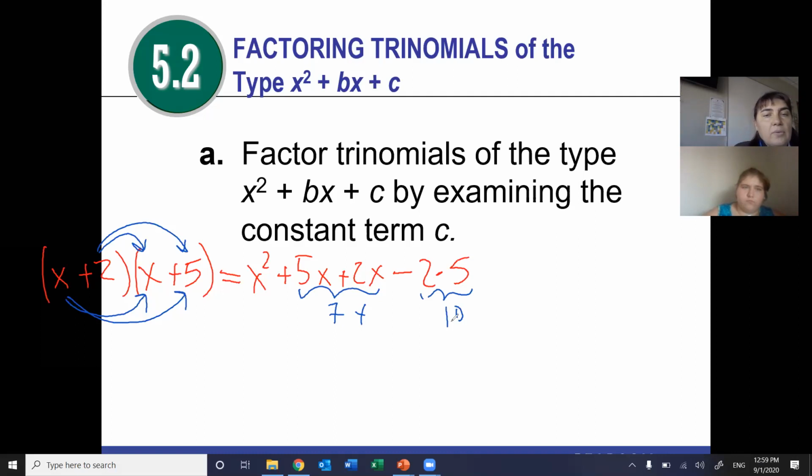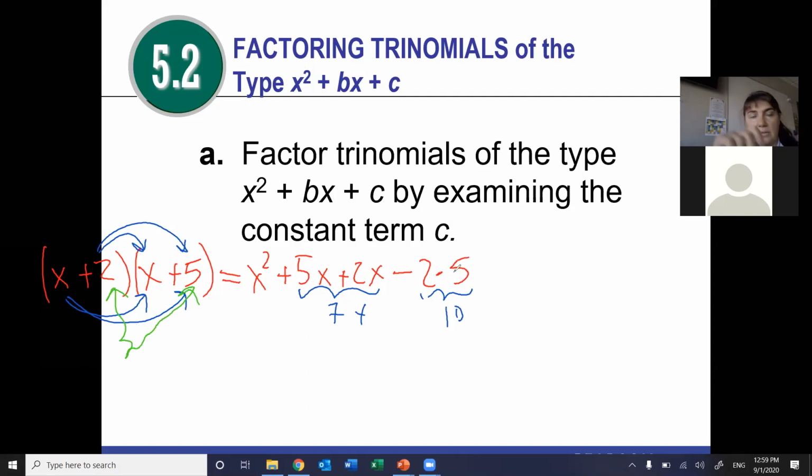Notice that the middle term is the sum of the 5 and the 2. Carissa knows this, but I'm just explaining for the online audience here. And the last term is the multiplication of 5 and 2, the product of 5 and 2, right?